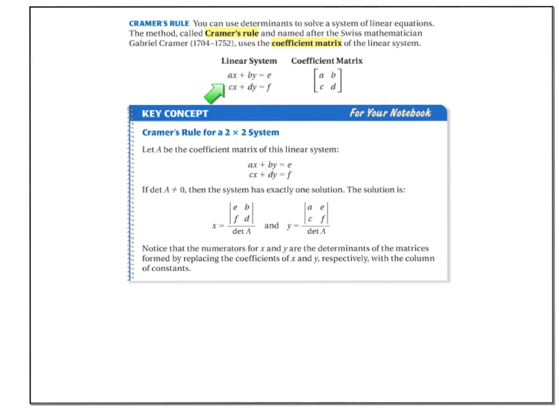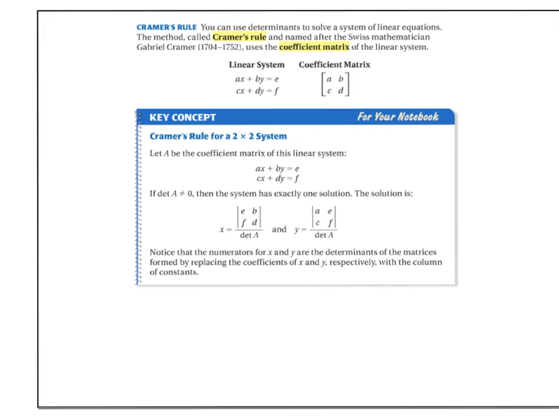When you're given a linear system of two variables, remember that A, B, C, and D are just numbers. They're coefficients of your variables. And so what you do with these numbers that are in those positions is create your coefficient matrix. So over here you will notice A, B, C, D in the same positions as they were there. Okay, so let's look at what Cramer's rule says.